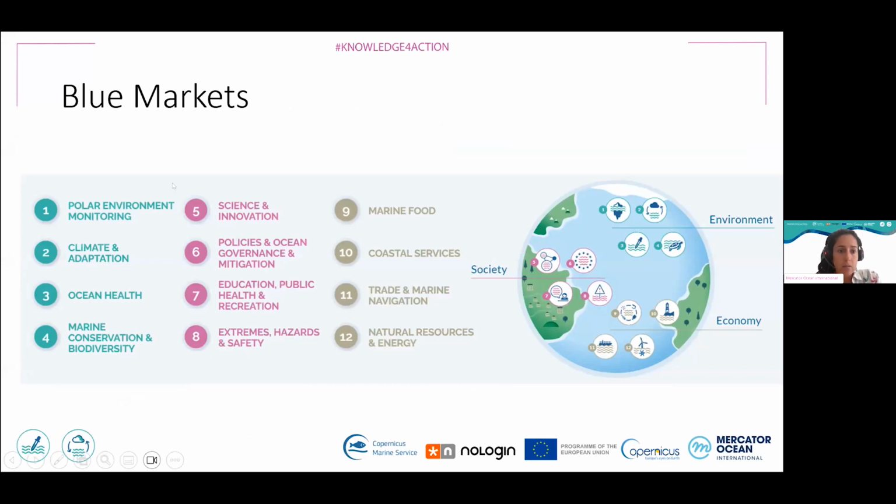And so the Copernicus Marine Service tries to respond to several axes. Not only the environment component, but also the societal needs and economical needs. So here we have, for example, a representation of our blue markets, what we try to cover.